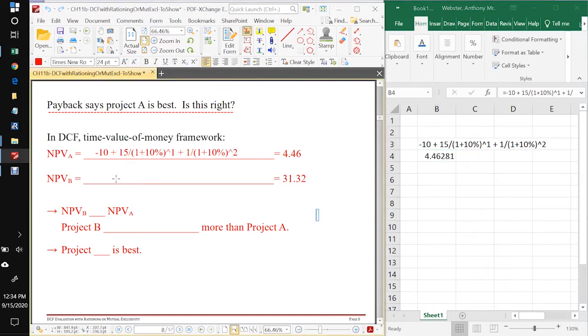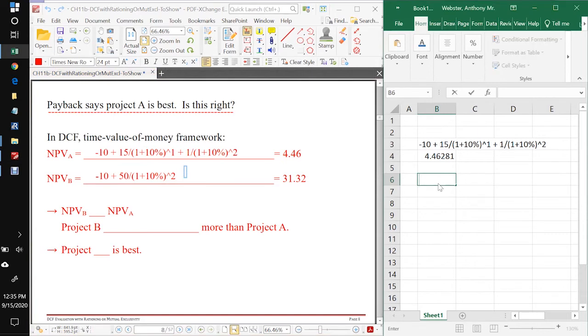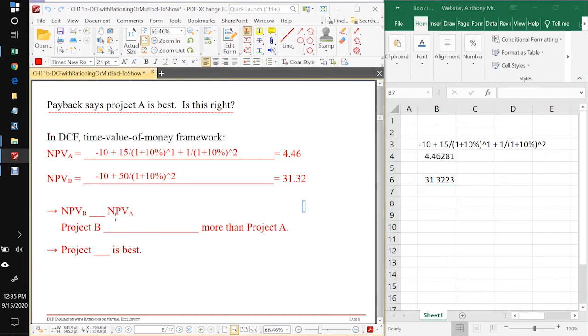Okay, good. So now for the second one, we have minus 10 plus, we have nothing at year 1, so I'm not even going to bother about that. But at year 2, we have 50 divided by 1 plus 10% raised to the 2. And I'm telling you that's 31.32, but I don't even trust myself, so I'm going to put that into Excel. See what we get, 31.32. So that looks good.